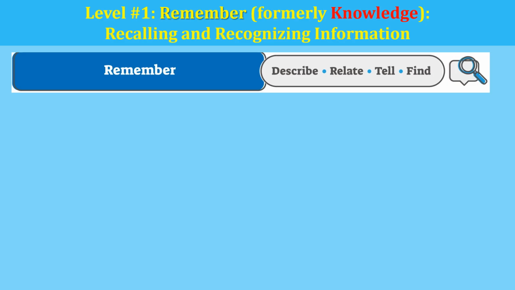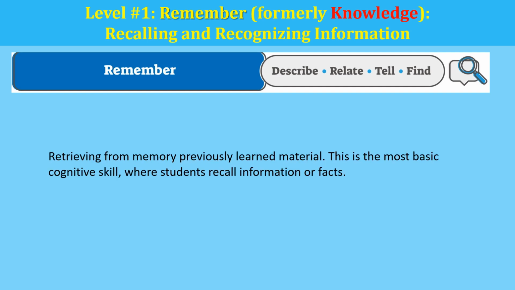Level number 1, remember, formerly knowledge, recalling and recognizing information. It indicates the learning of a student in the classroom, whatever a student has learned theoretically or practically. Both are considered a knowledgeable aspect, just like any other aspects of education. Knowledge, though basic, is one of the most important.